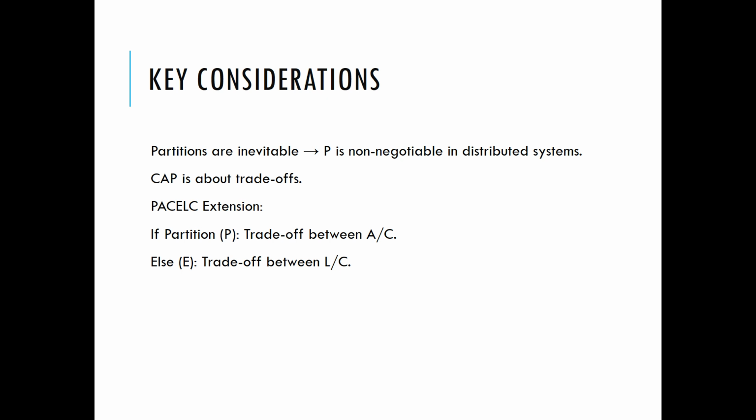Critical insights. Partitions are unavoidable, so all real systems choose P plus either C or A. PACELC refines CAP. During partitions, P, trade availability vs consistency. In normal operations, E, trade latency vs consistency. Example: no partition? A system might optimize for fast responses, low latency with strong consistency. This is why CAP is just the starting point.